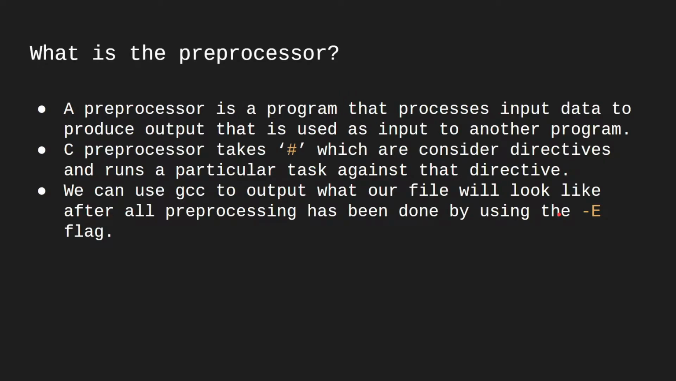What is a preprocessor? A preprocessor is a program that runs prior to compilation of a program that will replace text inside of our C files. A preprocessor typically takes commands that use a hashtag to indicate text replacement or specific functionality to run against that line of text. We can use GCC in our files to pass in the -E flag to produce output on our terminal to show us exactly how these things work.